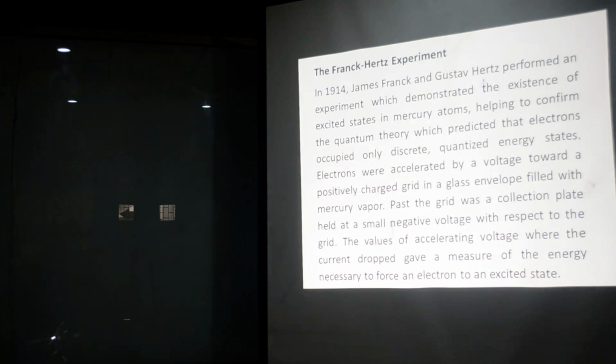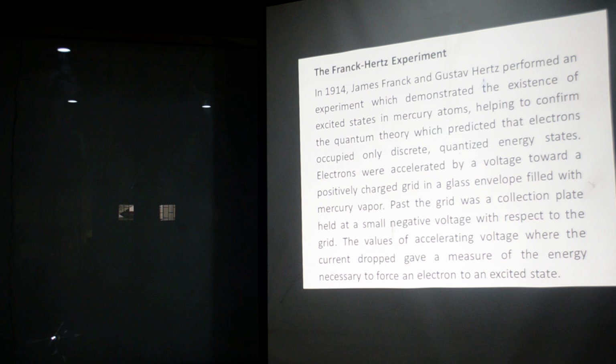Okay, today we will discuss the experimental proof that there are energy levels in an atom. Already we have discussed that in an atom there is a central part which is called the nucleus, and electrons are revolving around the nucleus in different specific orbits. We call them shells: K shell, L shell, M shell, N shell, and so on.